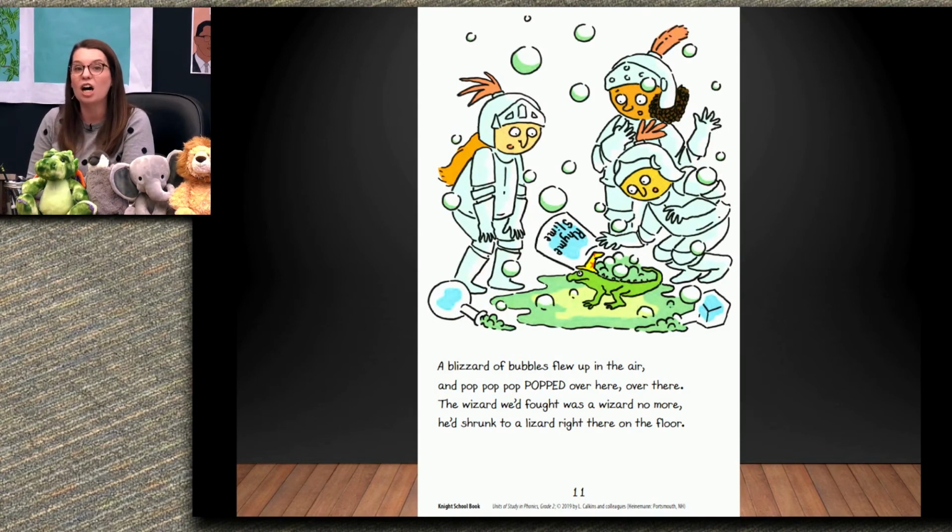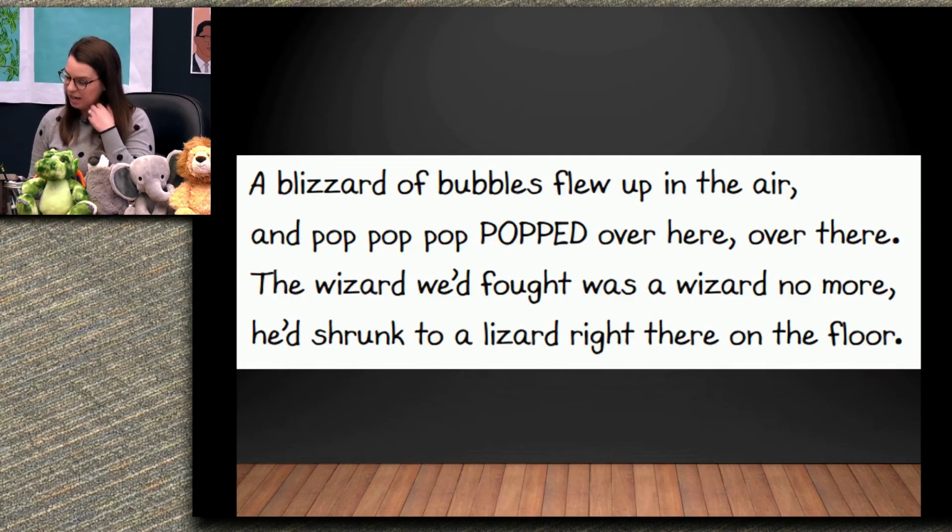Now, turn to page 11, and I want you to take a moment. Well, let's read it through together first, and then I'm going to give you a moment to independently look at the words and see if you can find the words that rhyme. But let's read it together. Here we go. A blizzard of bubbles flew up in the air and pop, pop, pop, popped over here, over there. The wizard we'd fought was a wizard no more. He'd shrunk to a lizard right there on the floor. Now zoom in on the words and see if you can tell just by looking at the words, which are the words that rhyme? They have the same spelling.